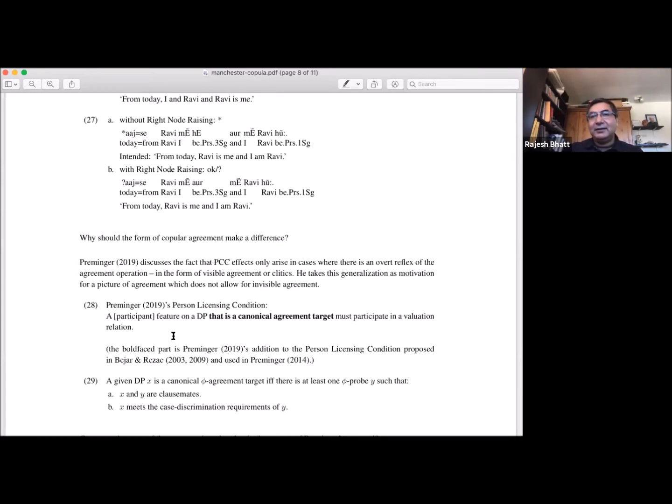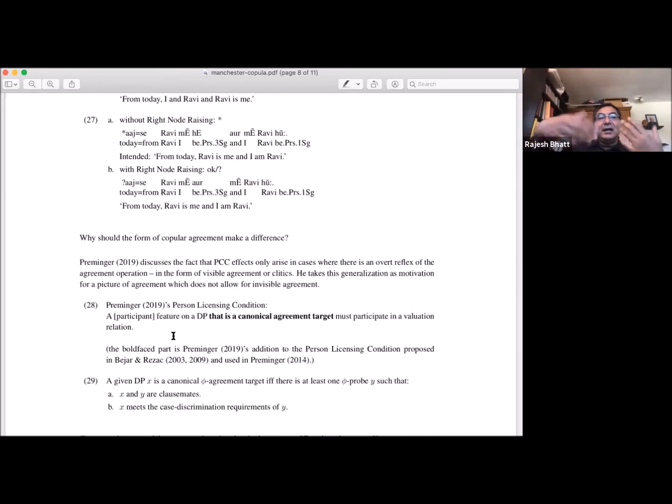an embarrassing fact here, which is that you never find person licensing effects in a language like Chinese, which has no overt agreement. So his generalization is you only find person licensing effects if there are overt clitics, if there is overt agreement. But the standard explanations for the person licensing condition never talk about this. They're all in terms of licensing. So there's a conflict there.